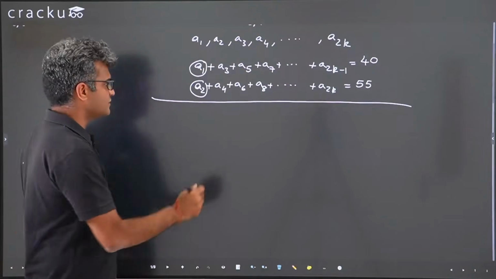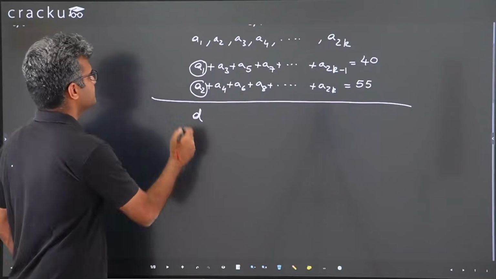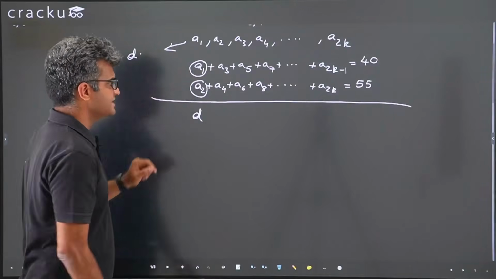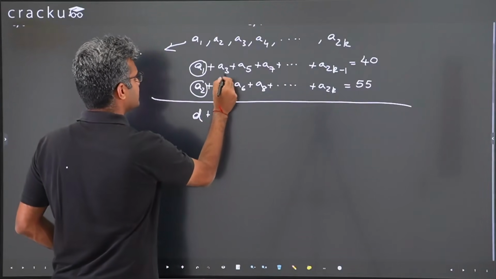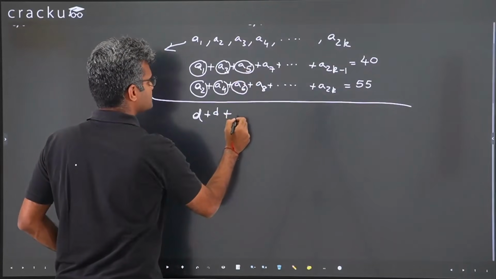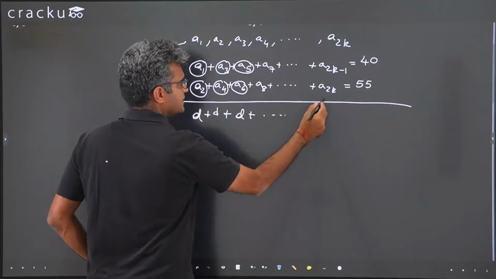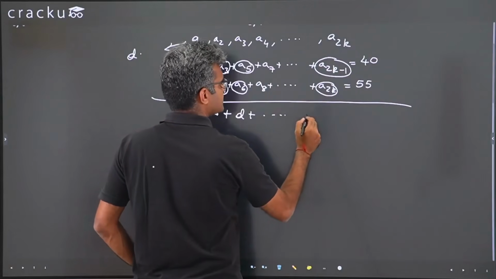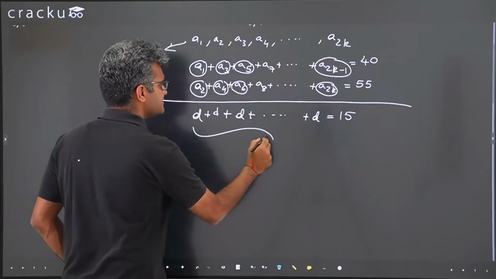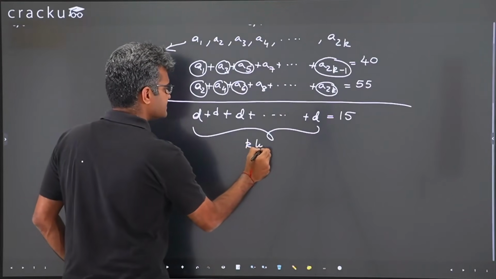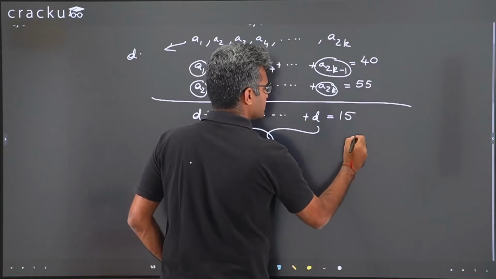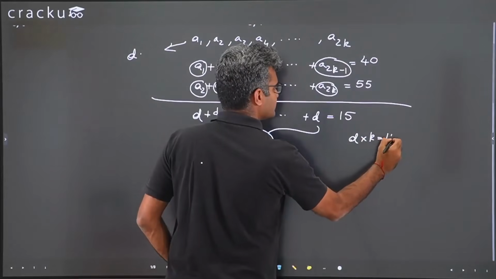a2 minus a1 is equal to d. If you assume that for this arithmetic progression the common difference is d, a2 minus a1 is d. Similarly, a4 minus a3 is also equal to d. Similarly, a6 minus a5 is also equal to d, and so on. Even a2k minus a2k minus 1 is also equal to d. This is equal to 15. How many times does this repeat? This repeats exactly k times. So the value of d into k is equal to 15.